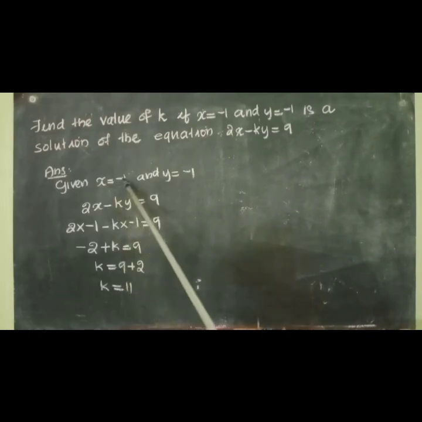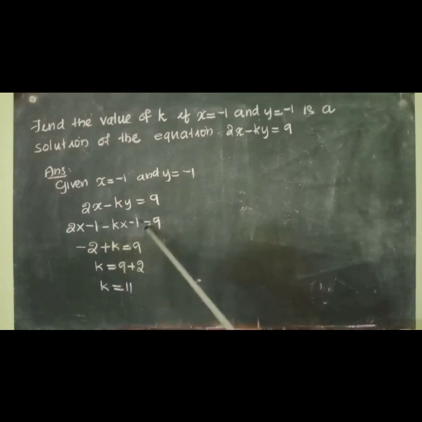Next question, find the value of k if x equal to minus 1 and y equal to minus 1 is a solution of the equation 2x minus ky equal to 9. You have to find out the value of k. Here the value of x and y are given, so we can substitute them here, then we will get the value of k. Given x equal to minus 1 and y equal to minus 1. Equation is 2x minus ky equal to 9. So 2 into minus 1 minus k into minus 1 equal to 9.